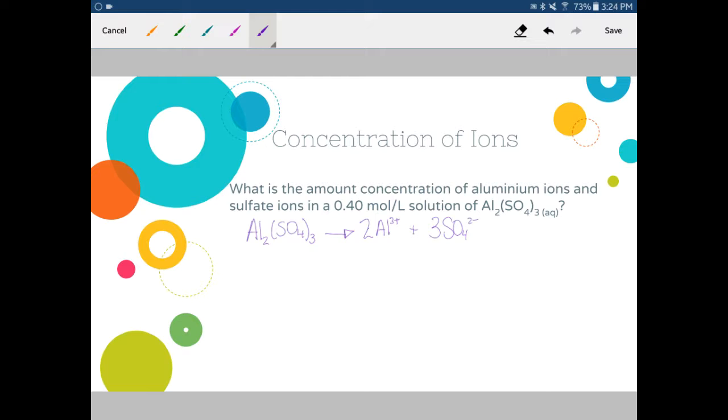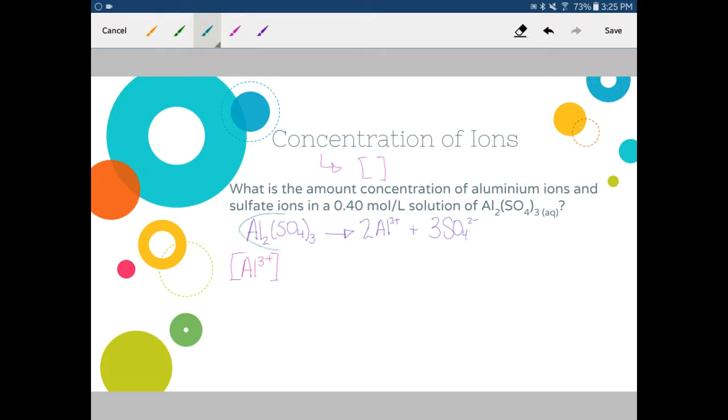So if I'm looking for my concentration of my aluminum ions, well, I know that concentration is determined, and I can put square brackets. What's going on here? Square brackets. That just means concentration. So if you ever have square brackets around any sort of entity, like I have it here, it's my concentration of aluminum ions. Now, essentially, I have a concentration of 0.4 moles per liter of this entire entity here.